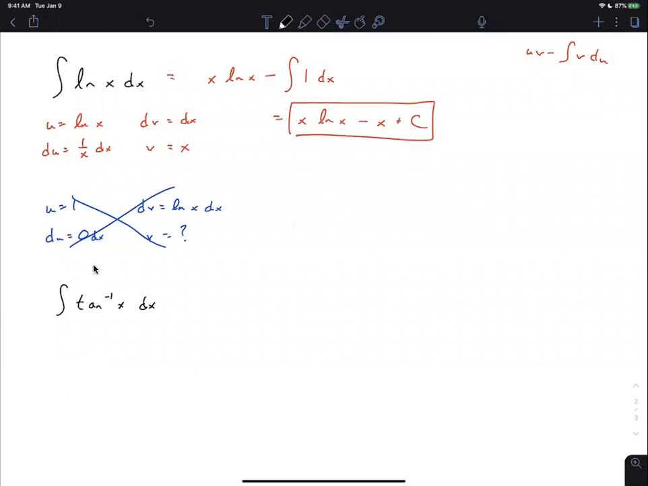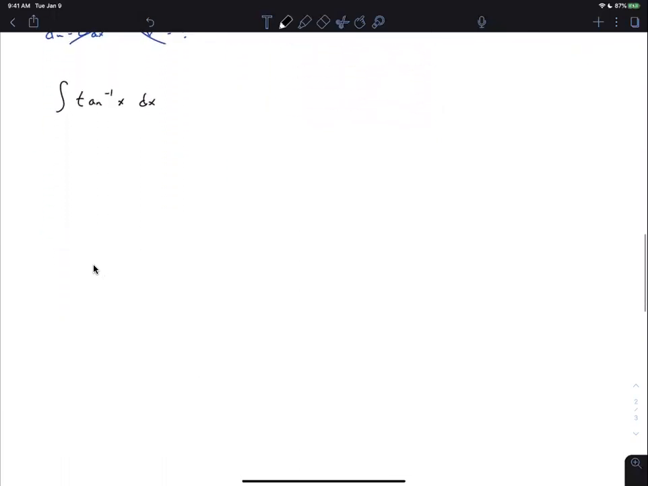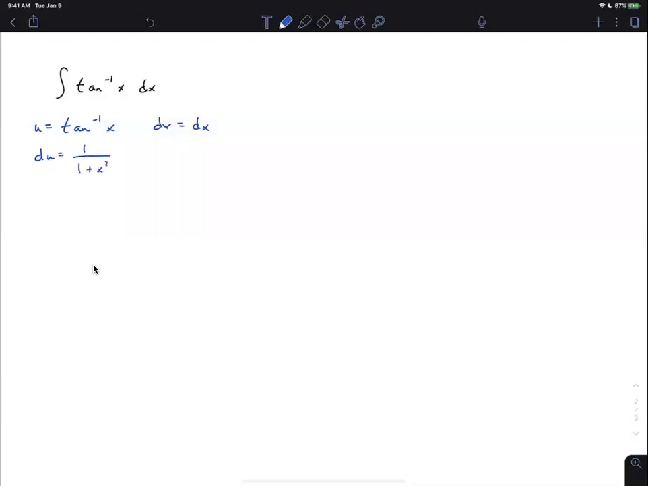Okay, so we're going to start working this together. The setup that works is to let u equal inverse tangent x and let dv equal then 1 dx. du is then the derivative of inverse tangent x, which is 1 over 1 plus x squared dx. And v is the antiderivative of that, which is x. Does everybody follow to there? Everybody good?